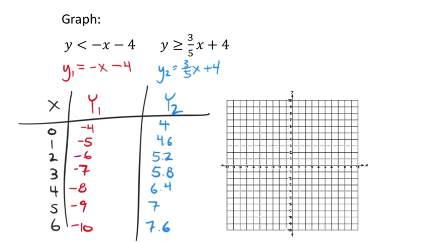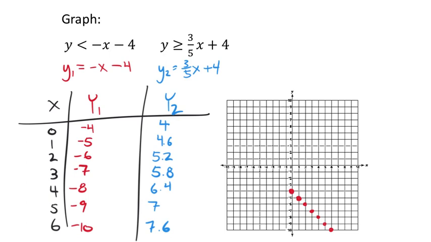So let's get these on the graph. I've got 0, -4, which is here. Then 1, -5, 2, -6, 3, -7, 4, -8, 5, -9, and 6, -10.